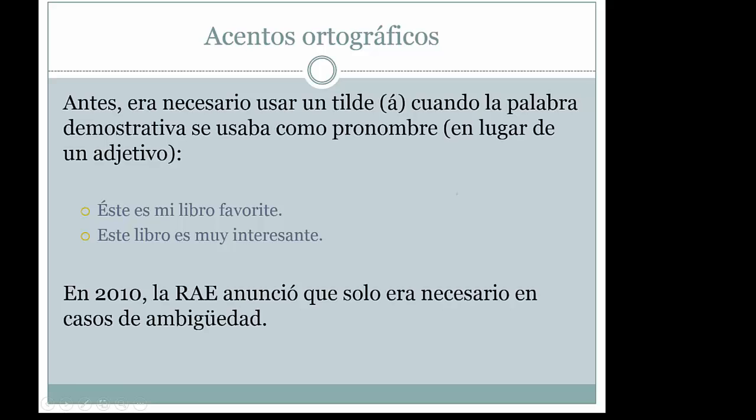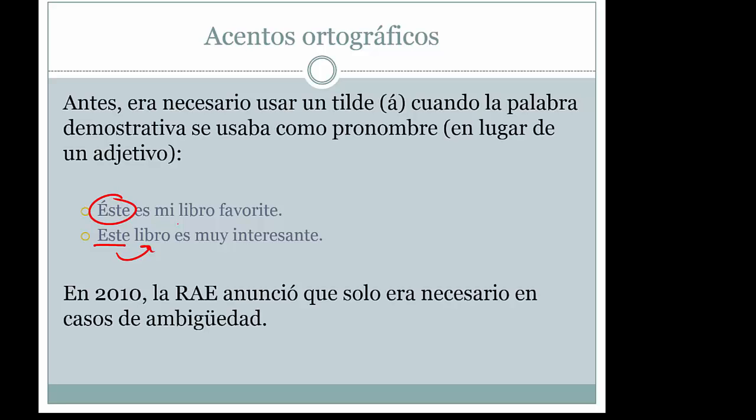Now one final little point. Before 2010, we had to make a difference between a pronoun, where este replaces the book, as in this is my favorite book, and an adjective, this book. Notice how the adjective goes together and modifies book. We don't have to do this anymore. Sometimes, in cases of ambiguity, you can still put it. It's not wrong to put an accent. But in modern writing, we don't need to worry about putting the accents.